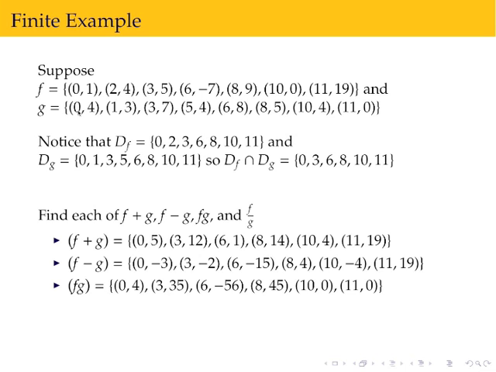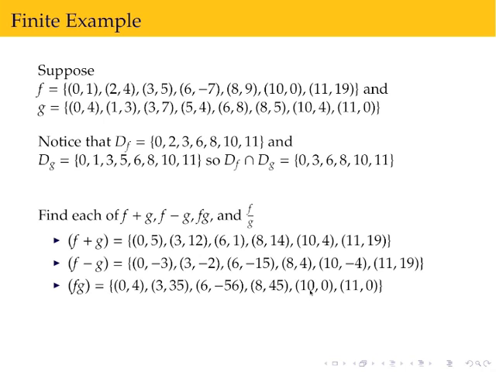We take each point in turn, multiply them together. So this time I get 1 times 4 is 4. When the x coordinate is 3, I have 5 times 7, which is 35. When the x coordinate is 6, I have negative 7 times 8, which is negative 56. When the x coordinate is 8, I get 9 times 5, which is 45.